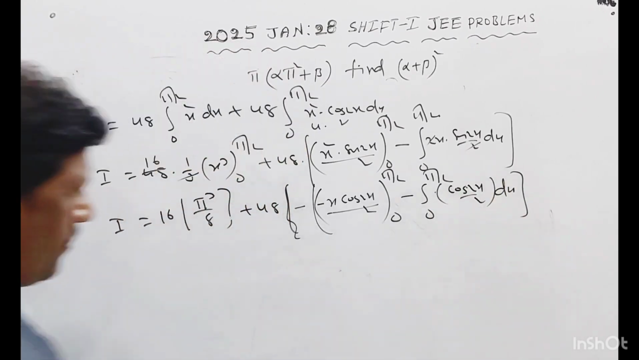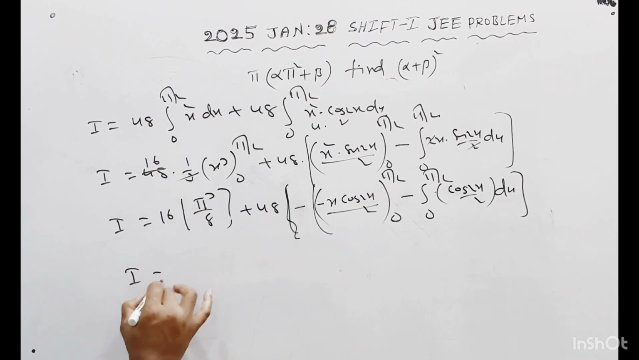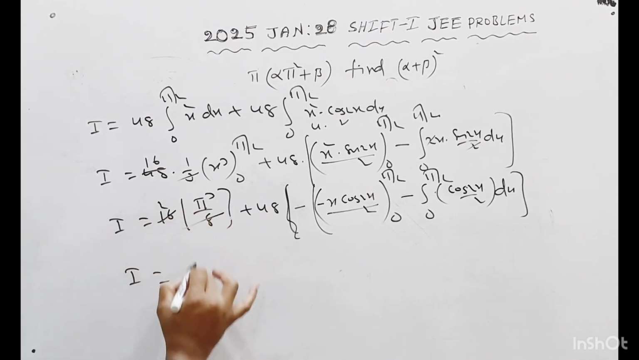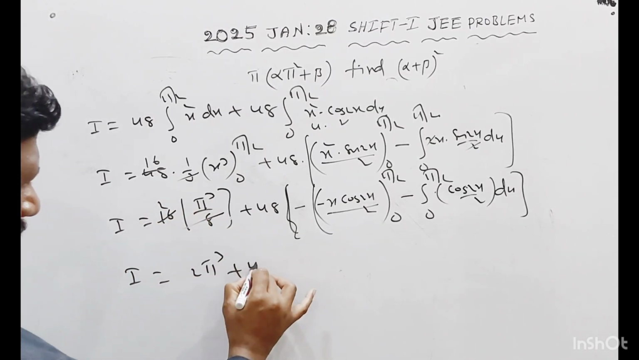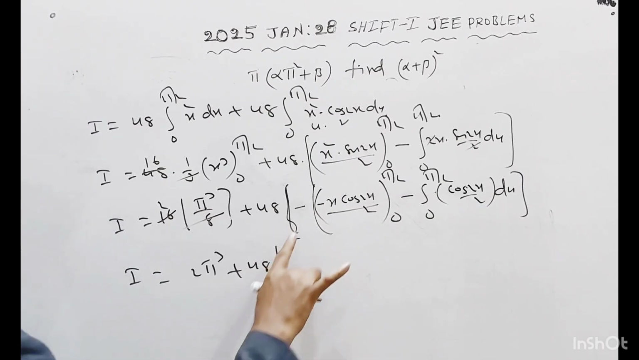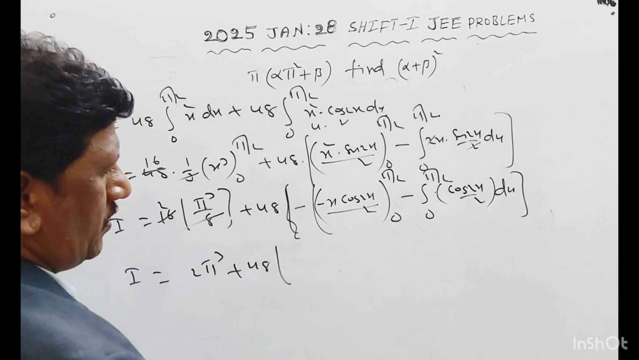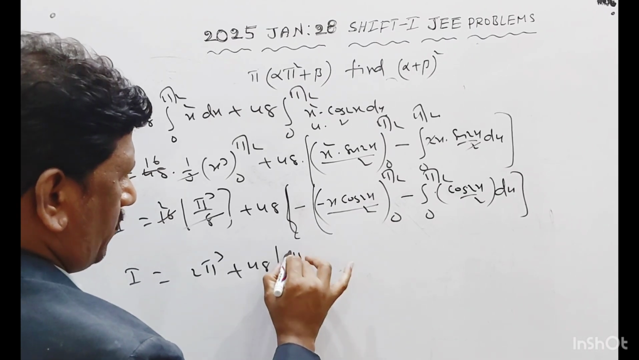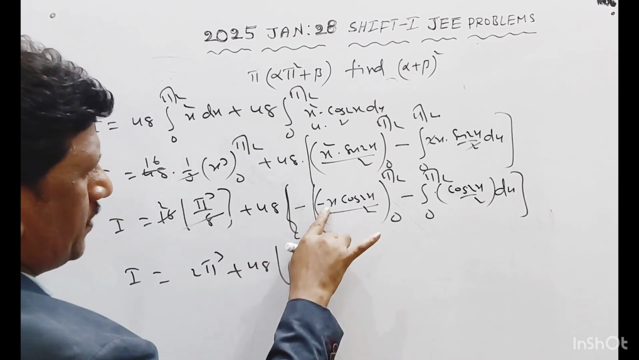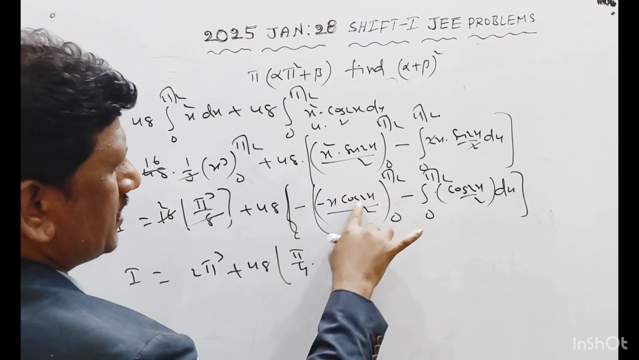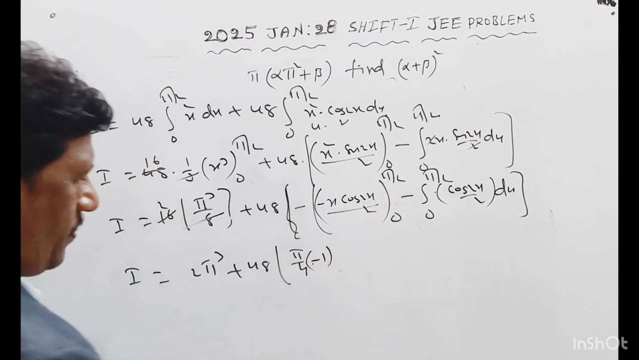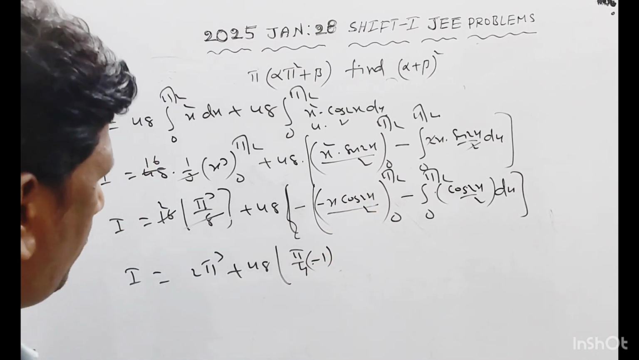Like this will come. So here I is equal to, this will go 2 times 2, pi cube plus 48 into, multiply the minus inside, this will be plus. Now in the place of x take pi by 2. So here pi by 4 will come, pi by 2 by 2 is pi by 4, and cos 180 is minus 1. Cos 180 is minus 1.